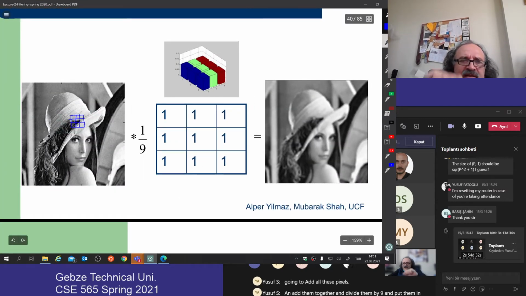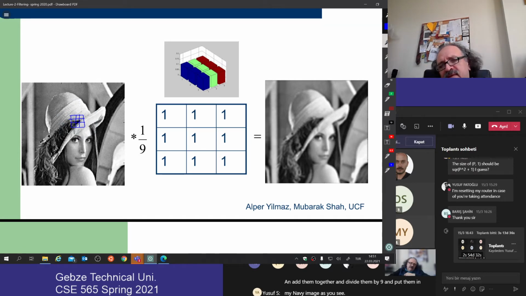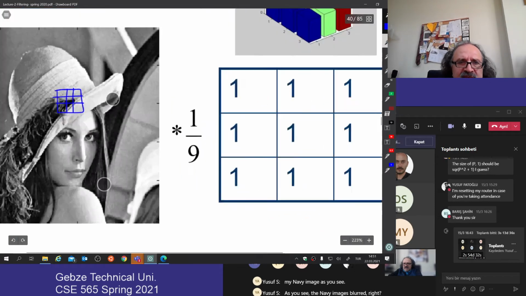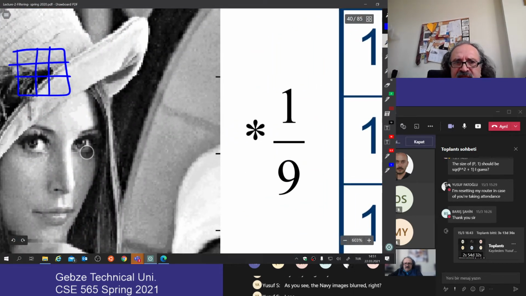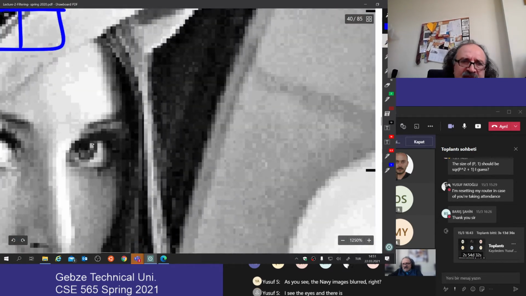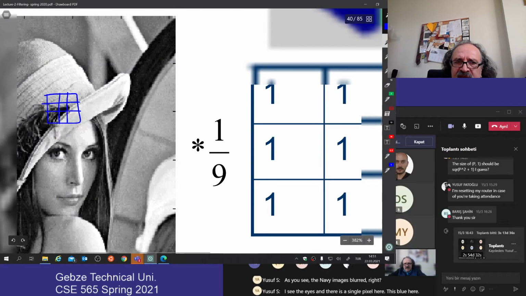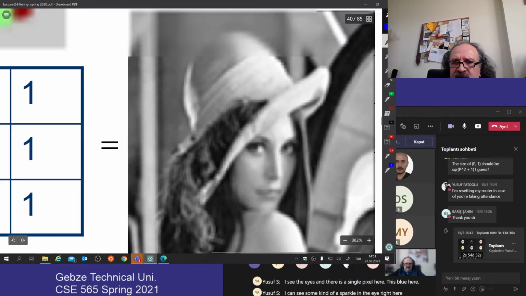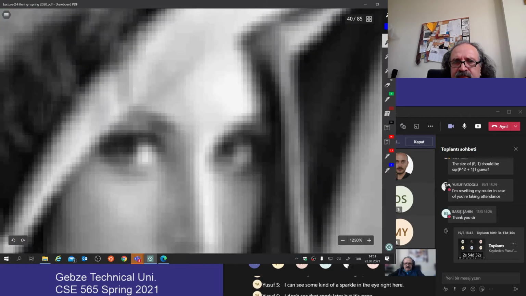As you see, the new image is blurred, right? I see the eyes, and there is a single pixel here, this blue here. I can see some kind of a sparkle in the eye, but here I don't see that sparkle anymore. It's gone. The image is smoothed out.